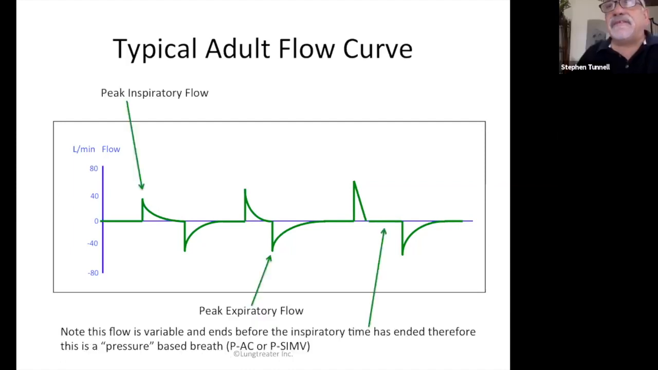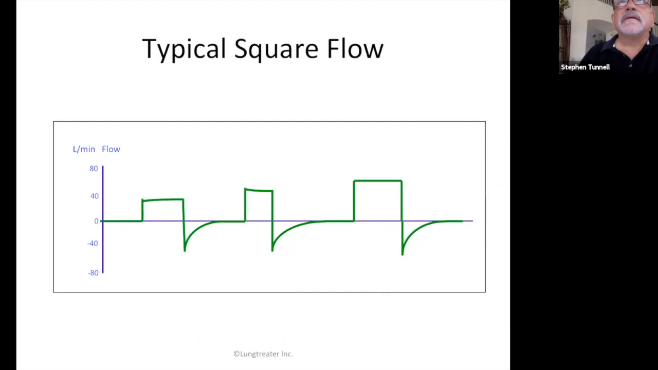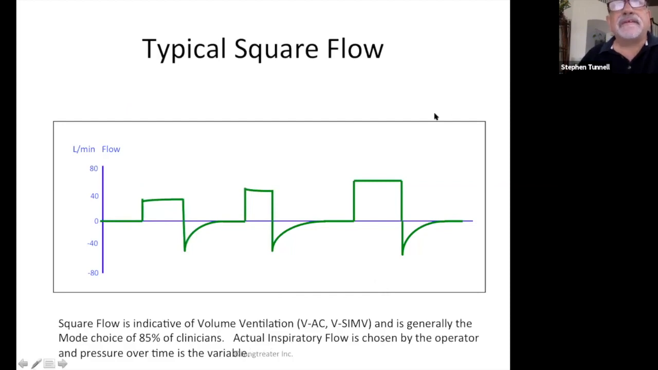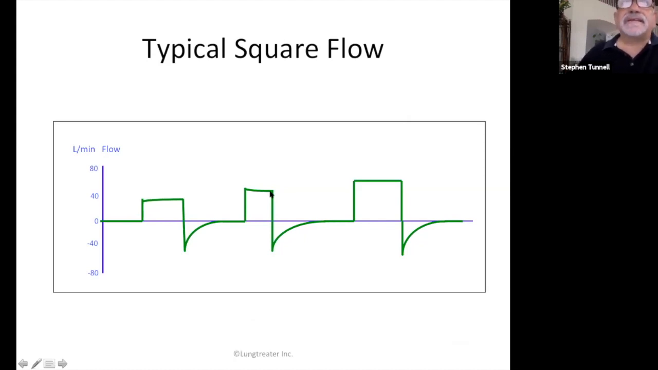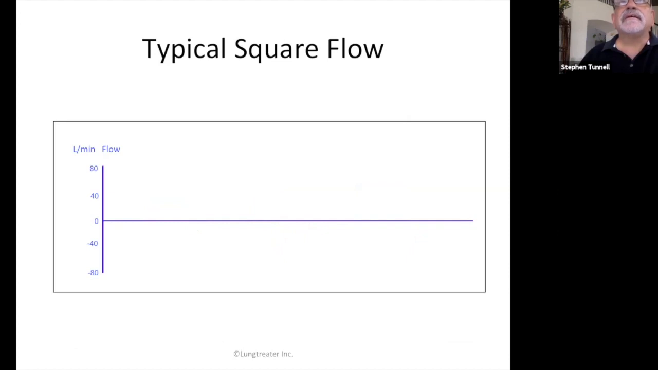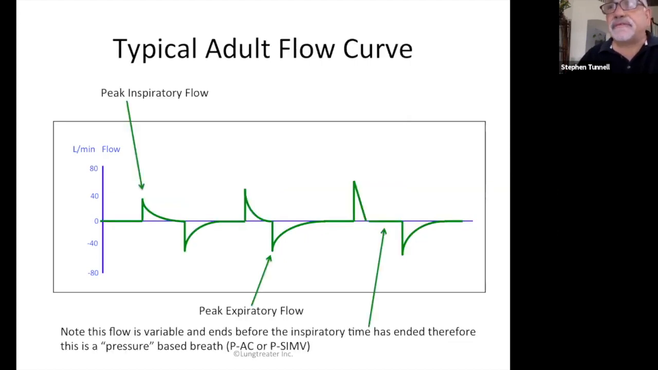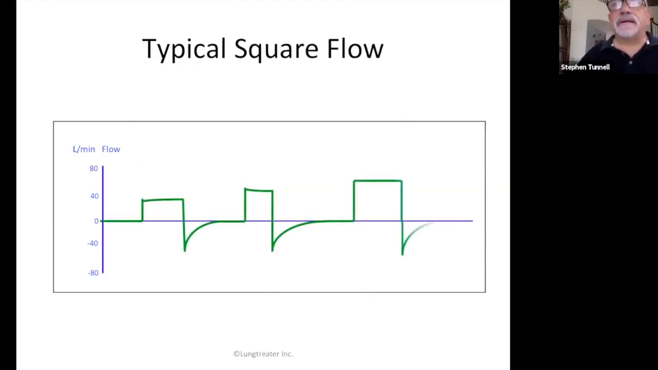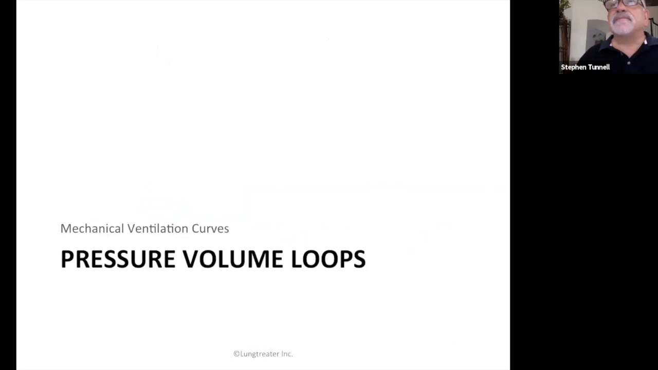We look at peak flows and baseline flows. We look at the pattern that the flow has. A square flow means you're in volume ventilation. A decelerated flow, like we had earlier, means you're in pressure ventilation. I'm getting a bit ahead of myself. Generally speaking, these waveforms allow a physician, nurse, or therapist to look at the ventilator and do a momentary diagnostic.